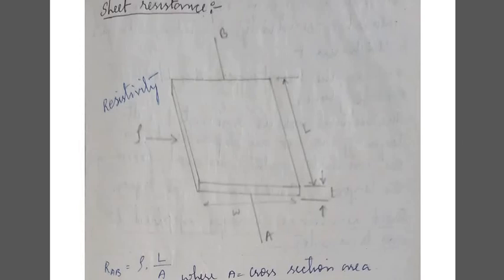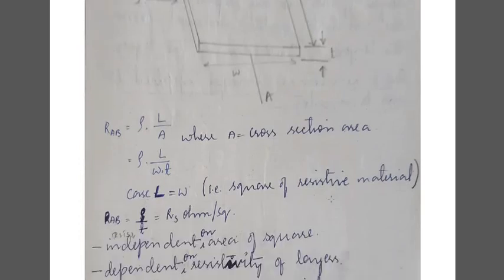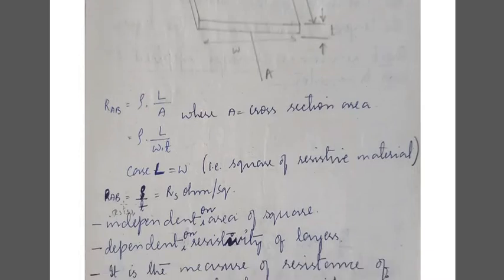So the resistance of this whole thin film, R_AB, is equal to rho times L divided by A, where A is the cross-sectional area. So this area is rho times L divided by W times T, width times height. So A is equal to W times T, where L is equal to W, that is, a square of the resistance material. If I consider a square of the resistance material, then L is equal to W, so your R_AB is equal to rho divided by T, because the W by W cancels.